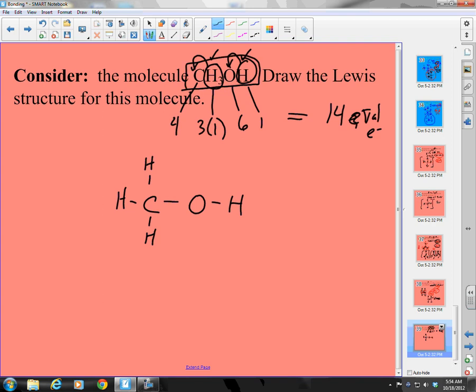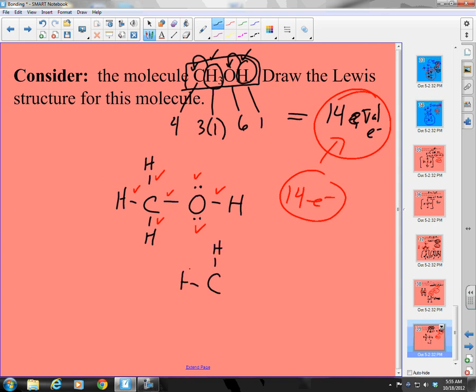Now, let's do everything else. Let's complete our octets. My hydrogens are fine. This carbon has 2, 4, 6, 8. The oxygen has 2, 4, so I need 6, 8. And now let's count up all of our electrons. 2, 4, 6, 8, 10, 12, 14. I have 14 electrons in my picture. How many am I allowed? 14. So that is a correct picture. Let's draw that again without all the checks. There we go. That is what we would call methanol.